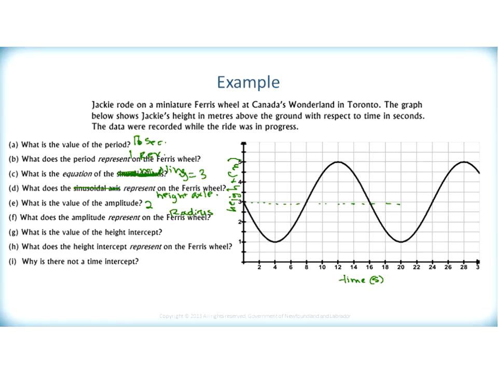What is the value of the height intercept? The height intercept is 3. What does the height intercept represent on the Ferris wheel? It means how high Jackie was in the Ferris wheel when time began. That's the height when time began.